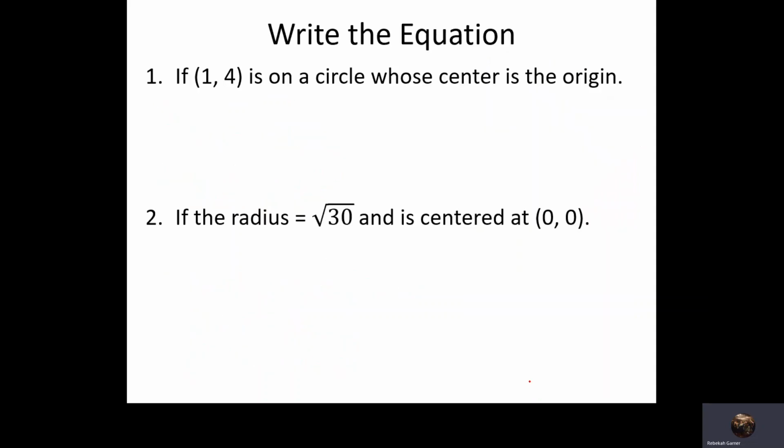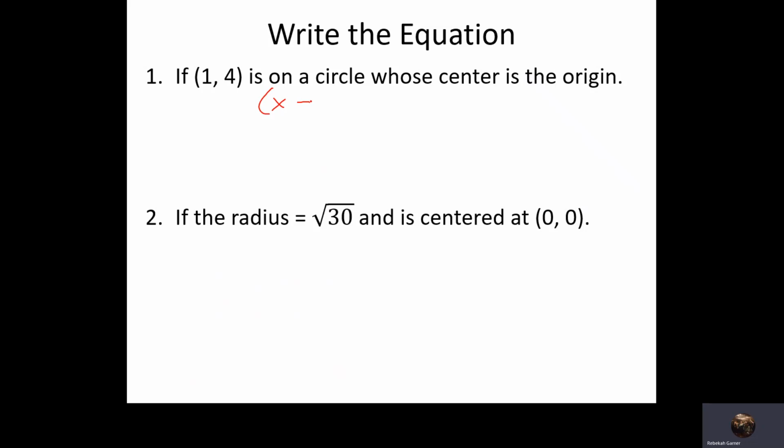Now we're gonna practice writing the equation. Let's say it says if (1, 4) is on the circle whose center is the origin. We're not given a radius this time, so we actually have to calculate the radius and then put it back into our formula. So let's write our formula out. What's our formula for circles?